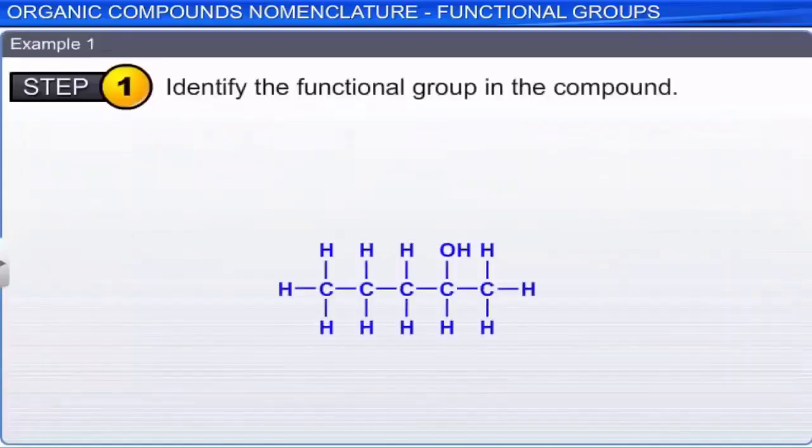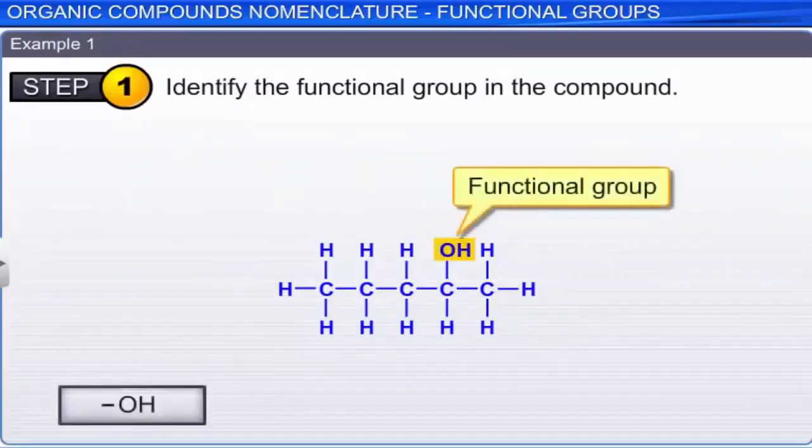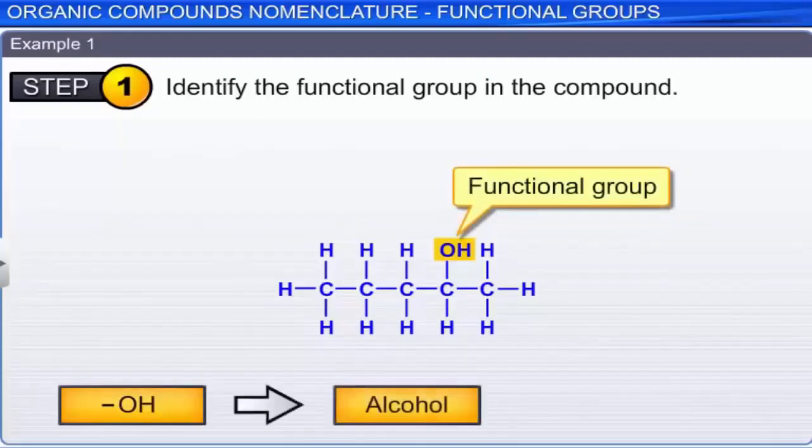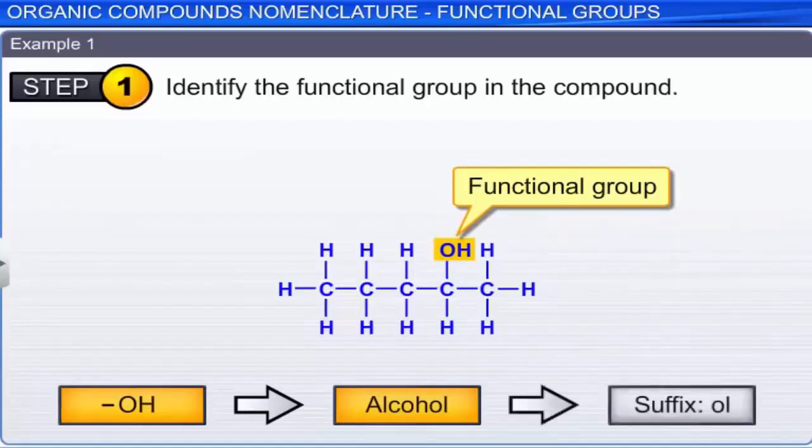Step 1. Identify the functional group in the compound. In this example, the functional group OH belongs to the class alcohol. As per the IUPAC system, the suffix for the alcohol group is OL.